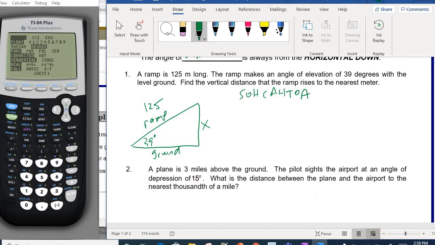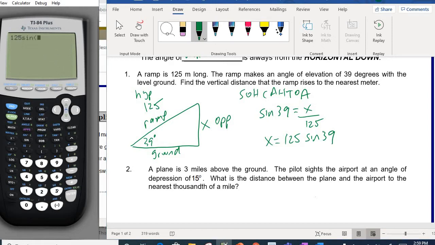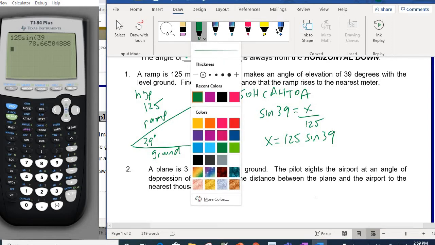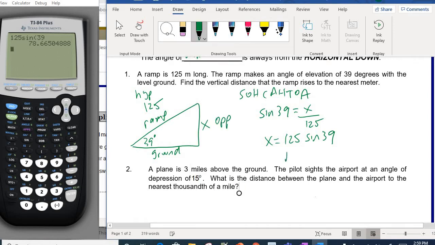And from the angle of 39 degrees, I would say that the x is the opposite, and I would say that the ramp is the hypotenuse. So that would be sine. The sine of the angle is equal to the opposite over the hypotenuse. And when you cross multiply, you'll get x is equal to 125 sine 39. So I'll go to my calculator, 125 sine 39, and they want this to the nearest meter. So to the nearest meter, I would say that would be 79 meters.